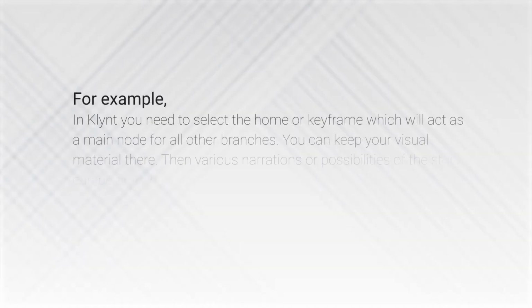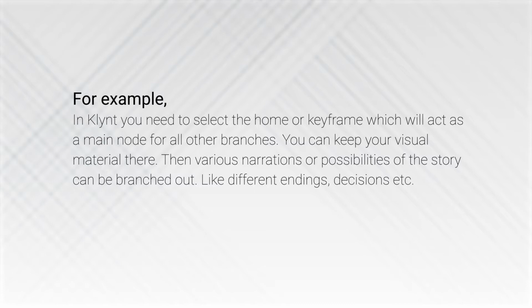For example, in Klynt, you need to select the home or keyframe which will act as a main node for all other branches. You can keep your visual material there. Then various narrations or possibilities of the story can be branched out, like different endings or decisions which the audience can make. The common nodes can be connected, intersected and also create a narration which makes the user navigate the content more fluidly.